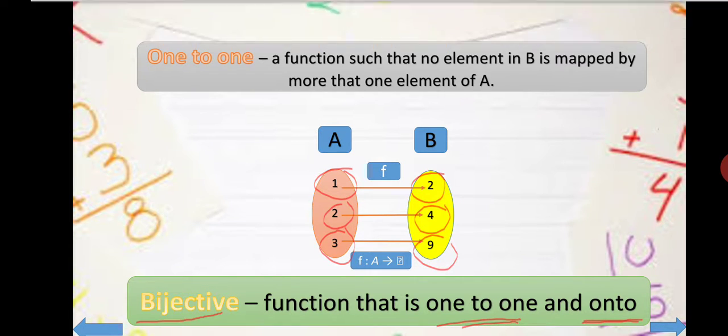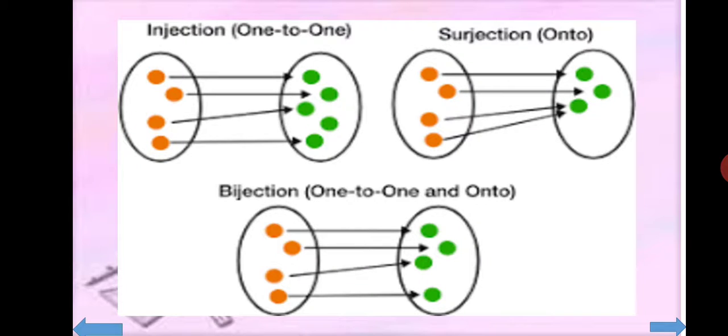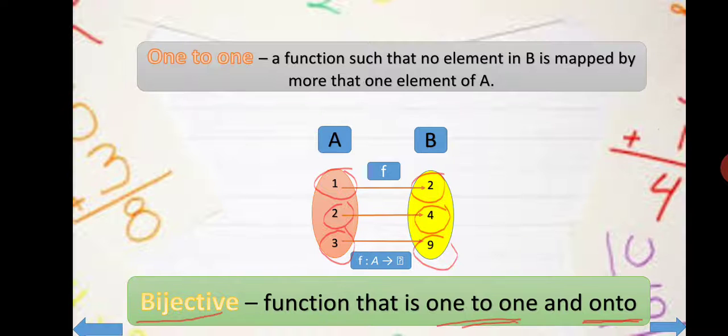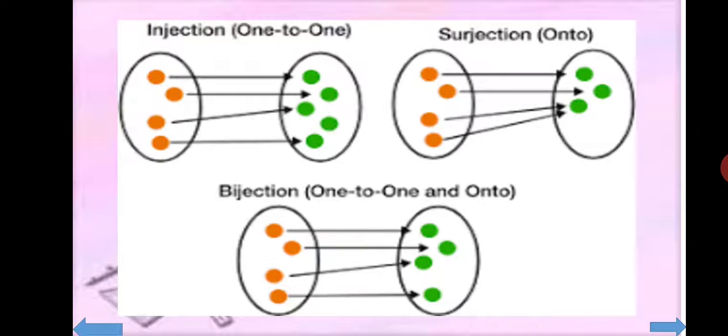Next, we have injection. That is a type of function that is one-to-one. The one-to-one function we discussed earlier is what we call an injection. And the onto function is what we call a surjection. And as I said a while ago, a one-to-one and onto function is what we call a bijective function, or bijection.